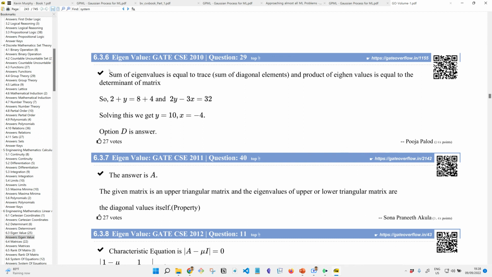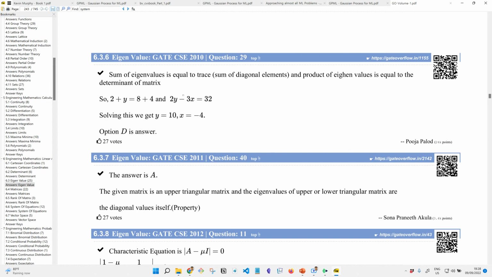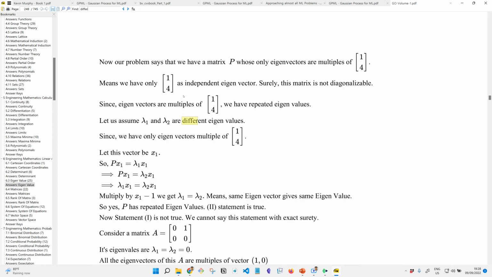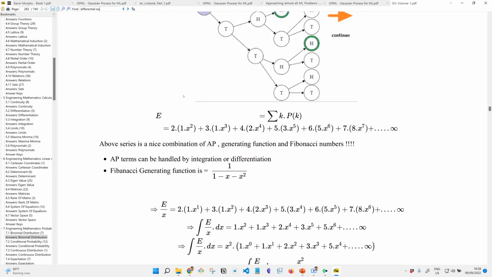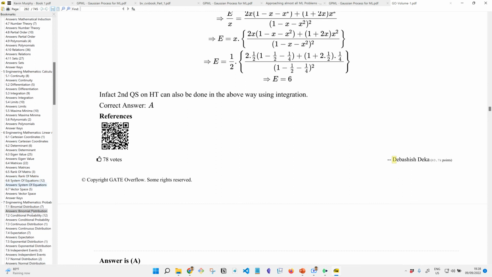Is differential equations in the course syllabus of GATE? Oh, that I don't know. Differential equations, I think we have only differential calculus. No, we don't have differential equations. At least in my time, it was not there.